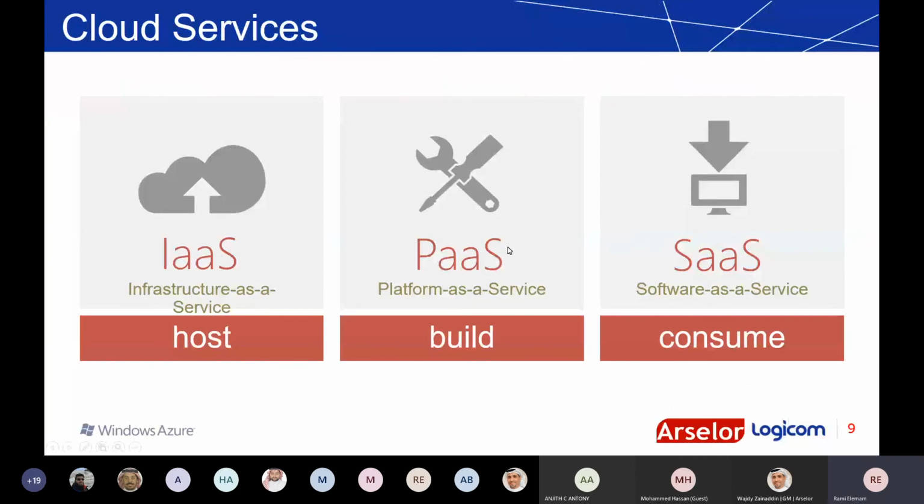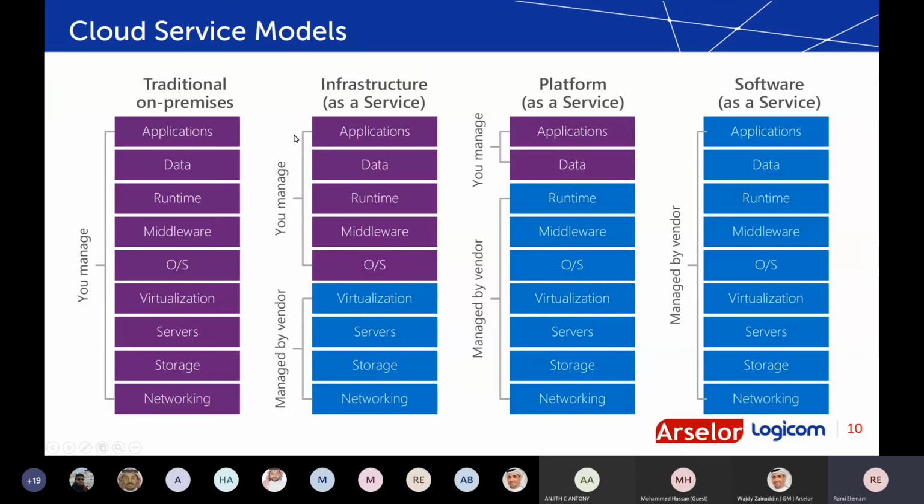There are three kinds of services. The first one is infrastructure as a service, called IaaS, the other one is platform as a service, called PaaS, and the third one is software as a service, called SaaS. In the next slide, we will see the difference between each of those and an example of each one of those. There is a comparison with the on-premise.